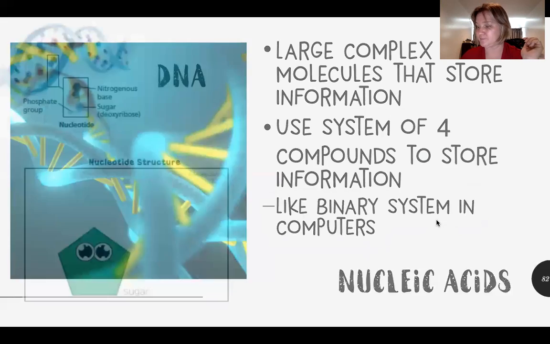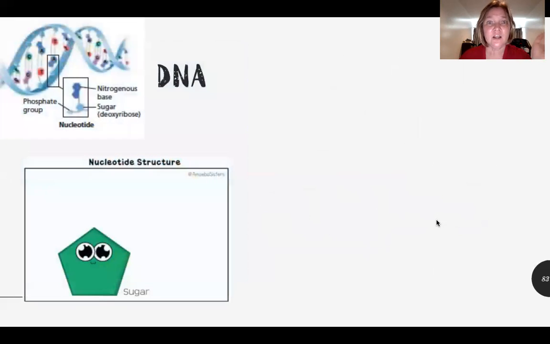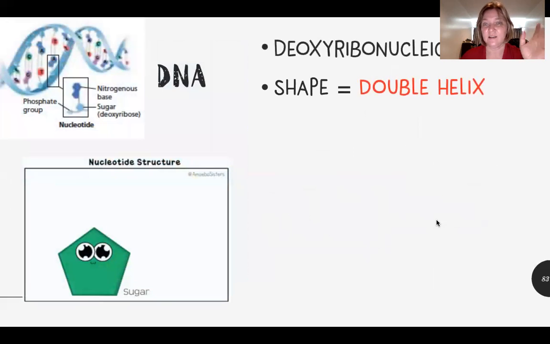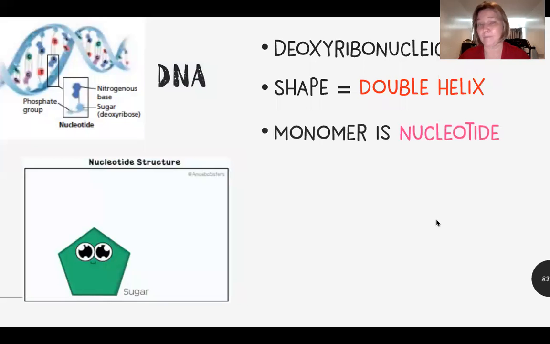Okay, so there are 2 nucleic acids that we're going to look at. There's DNA and RNA. DNA stands for deoxyribonucleic acid. The shape is a double helix, which is basically a staircase that's twisted. The monomer of DNA and RNA both is called a nucleotide.